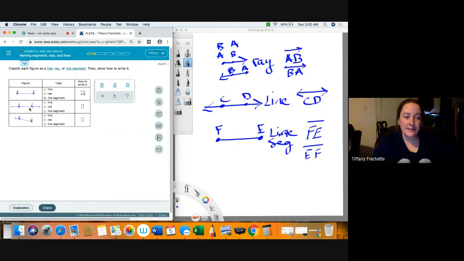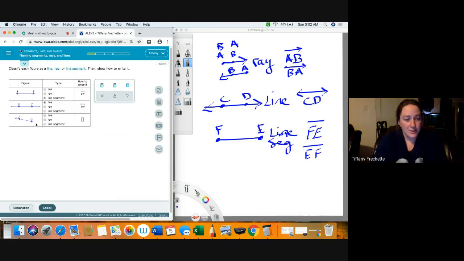So this one, it has arrows going in both directions, never ends. That is a line. And I'm going to name it UT. Again, you could have said TU. I forgot to put the symbol above it, so I'm going to highlight the whole thing and click the symbol, and then it drops it in there.